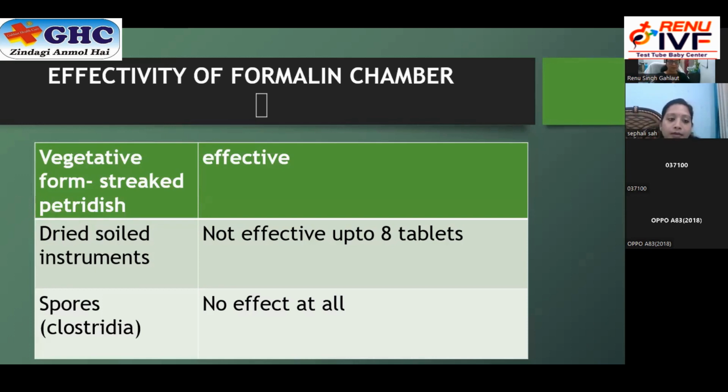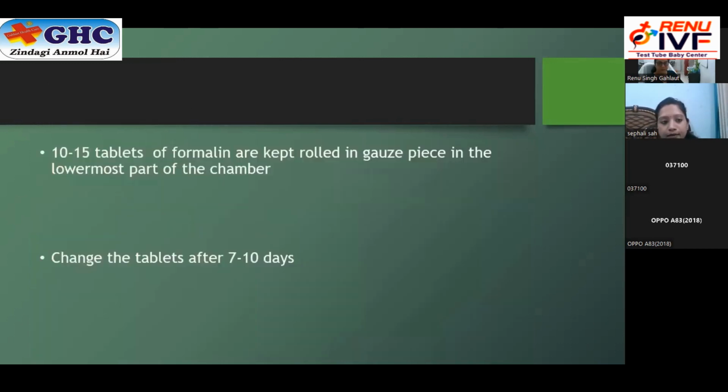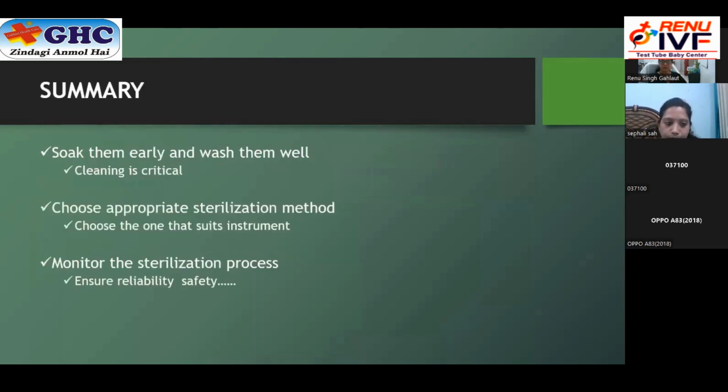As for the effectiveness of the formalin chamber: against vegetative forms of microorganisms, it is effective. For dried soiled instruments, there is no effect up to 8 tablets, and for spores, no effect at all. 10 to 15 formalin tablets are kept in rolled gauze pieces in the lowermost part of the chamber, and the tablets have to be changed after 7 to 10 days.